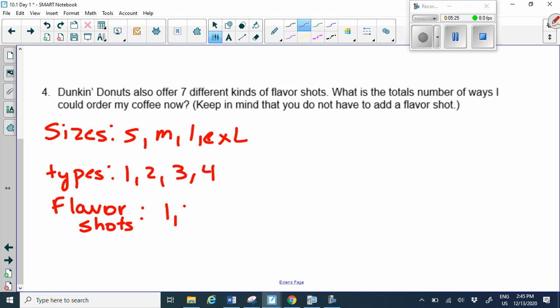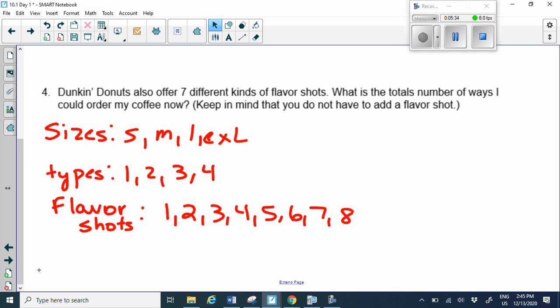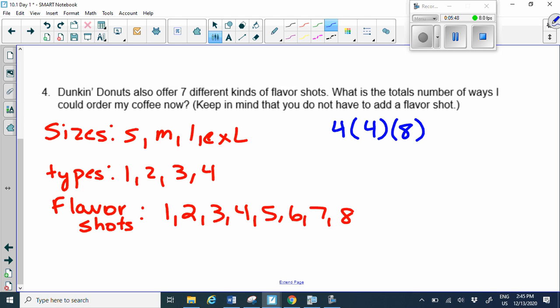Okay. Now don't forget, it says keep in mind that you do not have to add a shot. So we do have these 7, but we will also have the 8, which represents no shot. So what we're going to do is take each of these. So we had 4 sizes. Then we had 4 different types. And really, we have 7 flavors plus the 1 extra, meaning we don't have a shot. So we definitely have 8 total of those events. So we plug this into our calculator, 4 times 4 times 8, and we actually have 128 ways that we can do our coffee. Okay?